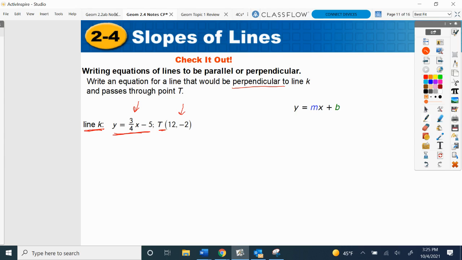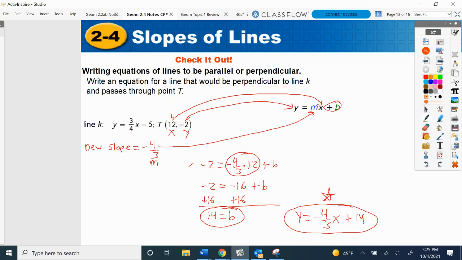Okay, let's take a look and see what you ended up with. All right, so first we need to find what our new slope is. Our new slope, for it to be perpendicular, would be this right here. It needs to be negative 4 over top of 3. And we have an x and y value, so then we would plug that into our equation, and down here is what we end up with.